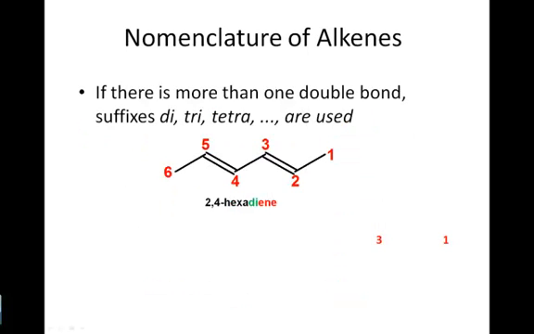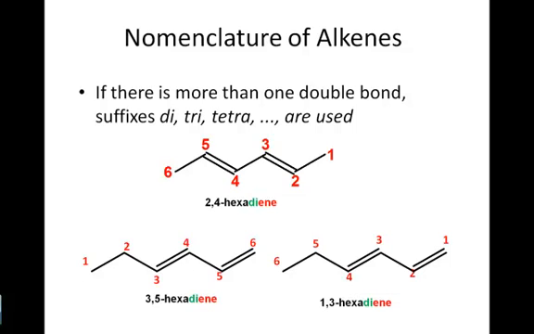If you have more than one double bond, you can use the suffixes di, tri, and tetra after the parent or the root and before the ene. So this compound I'm showing you here is 2,4-hexadiene. In this situation, it doesn't matter which direction that I number from. My locants for my double bond will still be 2 and 4.